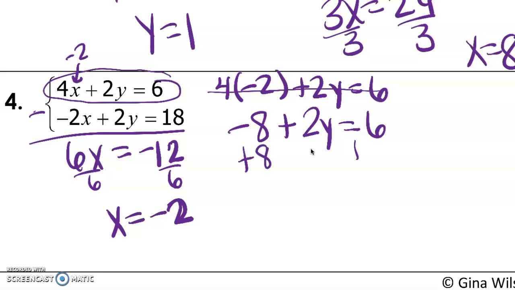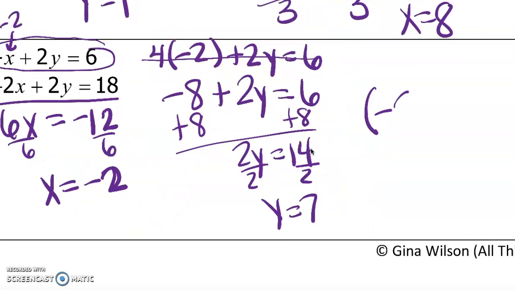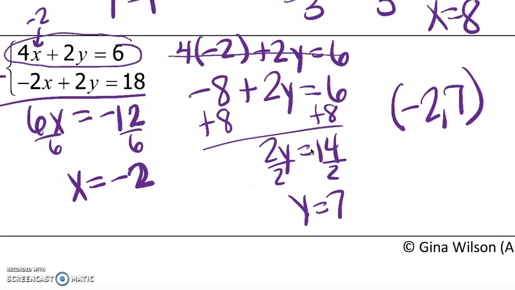Then we add 8 to both sides. 2y is equal to 14. Divide, and y equals 7. So our answer as an ordered pair is negative 2, 7. Again, it's always a good idea to plug it in to make sure that it does work.